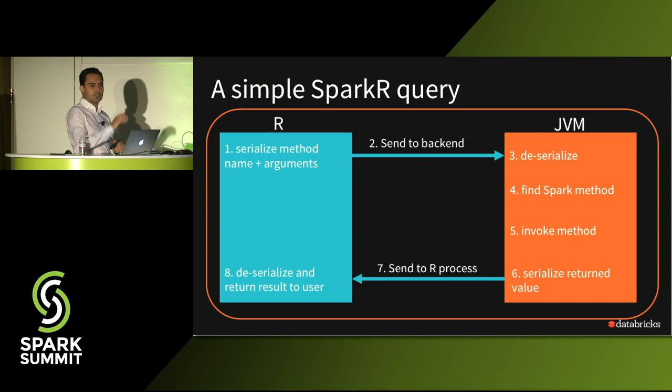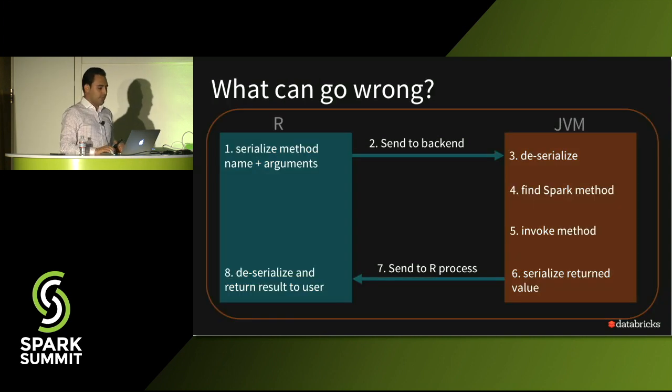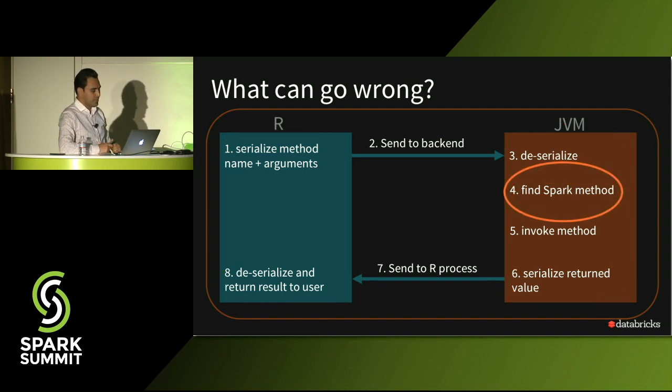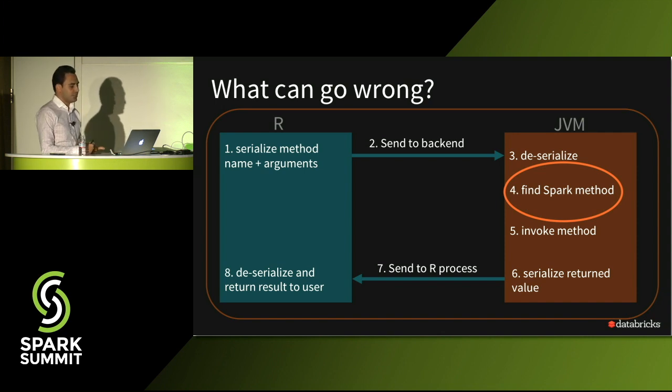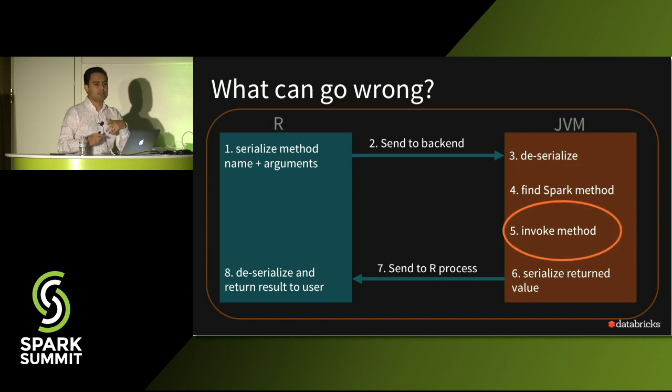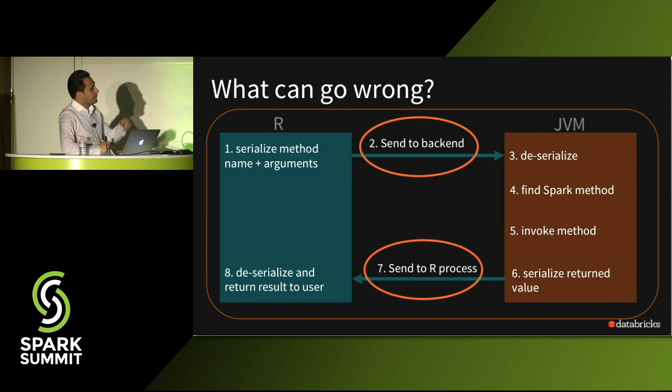Now, what can go wrong, or what are the potential sources of problems in this picture? The first part, and where we mostly see problems happening, is around serialization and deserialization. And as you can see, we are doing it four times, and things can go wrong at any one of these. The second potential source of problems is finding the Spark method. Basically, if the method signature doesn't match, for example, the R process asks to execute a method and sends a number of arguments, and that method in Spark takes fewer or more arguments, then finding that method will fail, or if the method name is not correct. And then sometimes when you invoke the method, something can go wrong. For example, something in the cluster can go wrong, and you get an error there. And finally, sending over the local network socket can be a source of some problems, mostly performance problems as well.